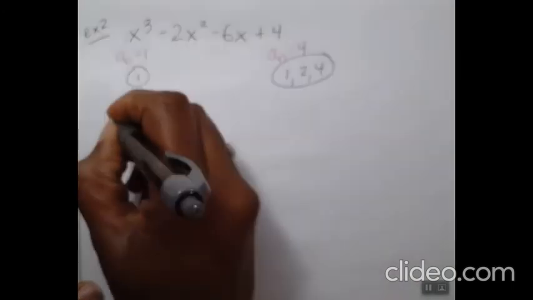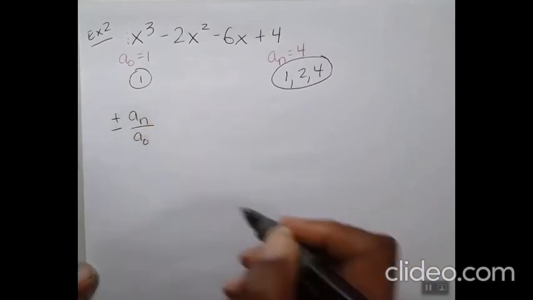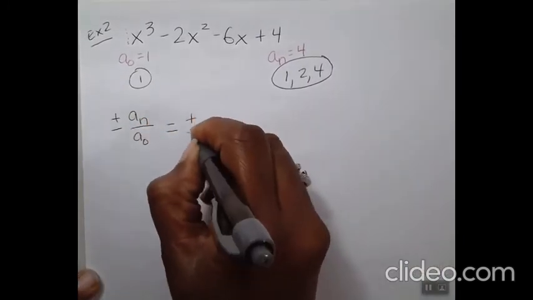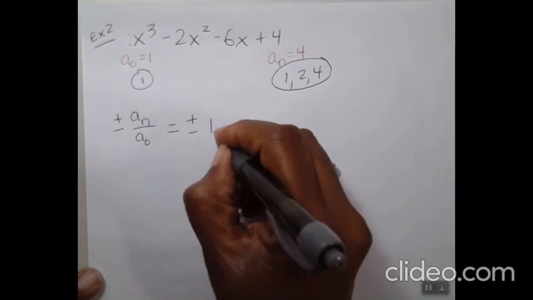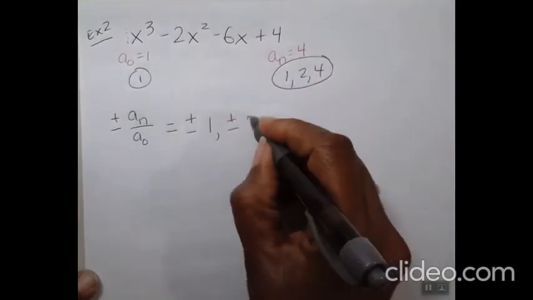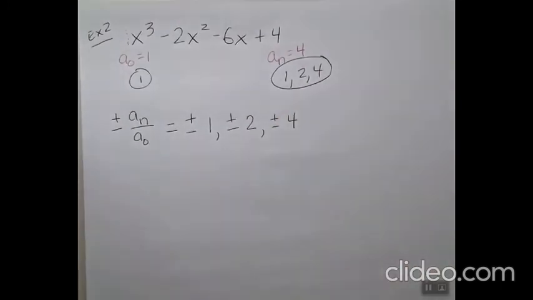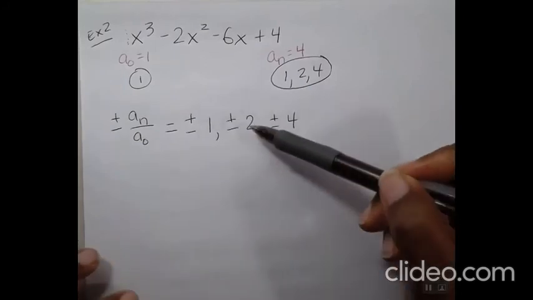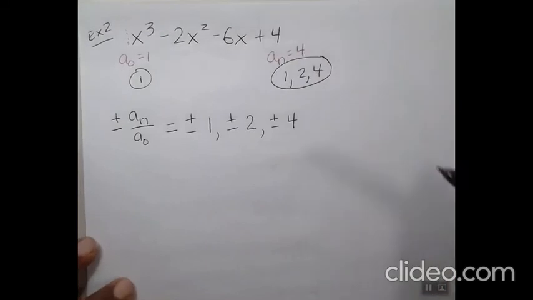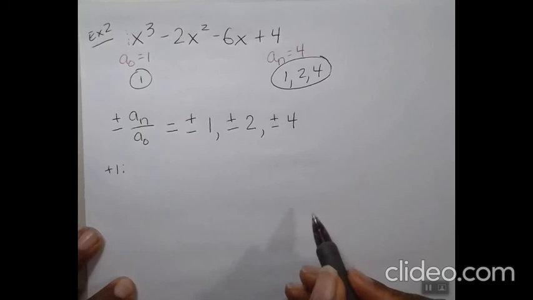Using the root theorem, plus or minus a sub n over a sub 0, which would give us plus or minus 1 over 1 is 1. Plus or minus 2 over 1 is 2, and plus or minus 4. We've got 6 candidates from which we can work. Okay, so what we're looking to see is which one of these is going to make this cubic equal to 0.